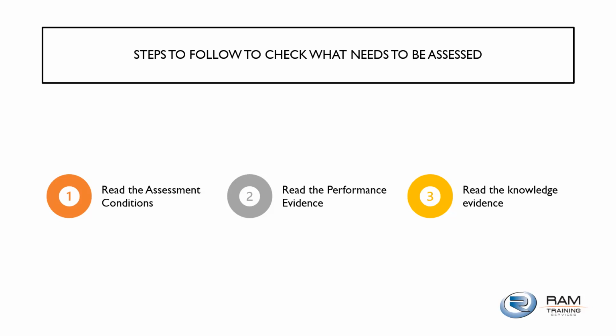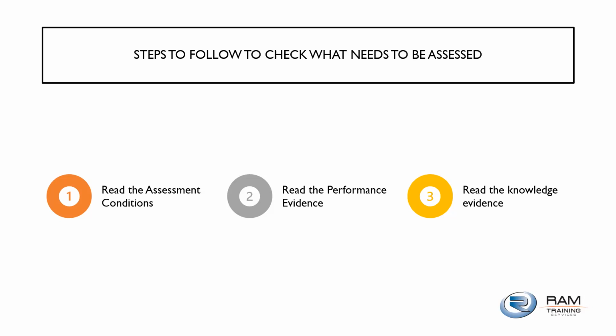All right. So next, number 2 is you want to read the performance evidence. Now, performance evidence tells us essentially what we need to gather, or what physical thing we need to watch someone do in order to know that this person is absolutely competent.